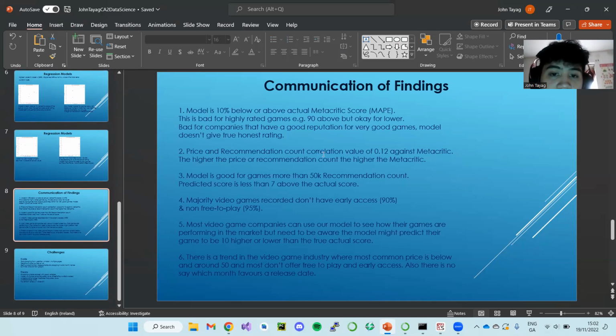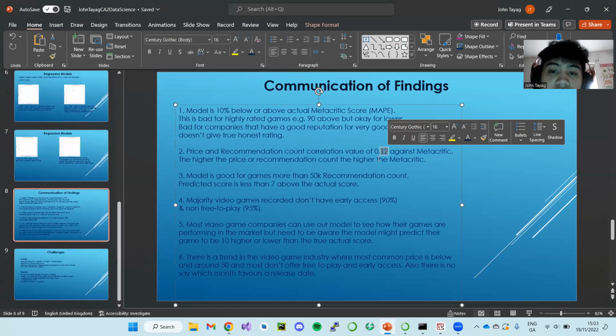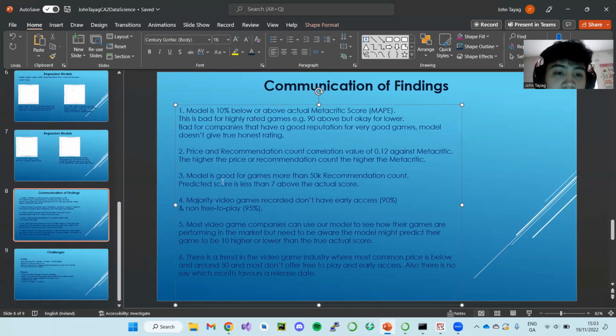The price and recommendation count correlation value is 0.12 against Metacritic. The higher the price or recommendation count, the higher the Metacritic score, but it's only a slight increase because of the small correlation value. The model is good for games that have more than 50K recommendation count. The predicted score is less than 7 above the actual score. So the more recommendation count, the less the error.